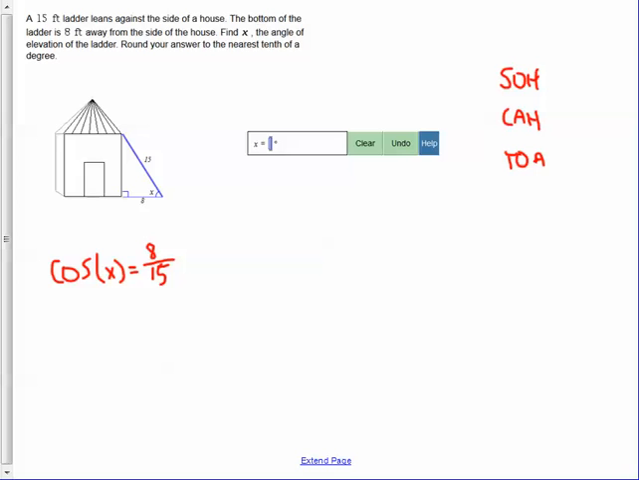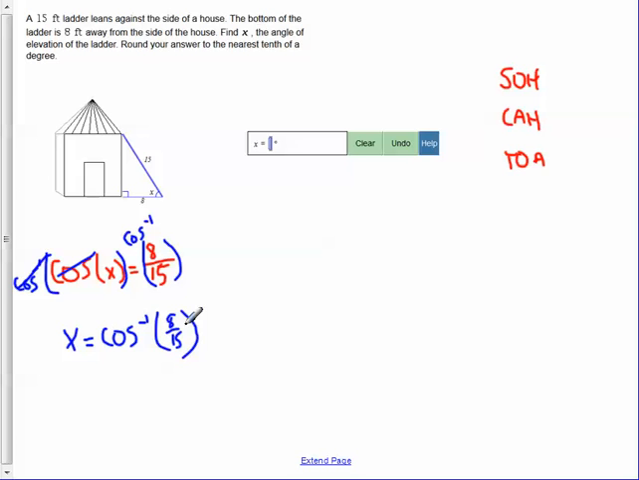Then we want to undo the cosine. To do that, we're going to do the arc cosine. So we take the arc cosine of that side, and whatever we do on the left side, we also have to do on the right. So we take the arc cosine of that side. Then the cosine and the arc cosine cancel out, and we have x equals the arc cosine of 8 over 15.